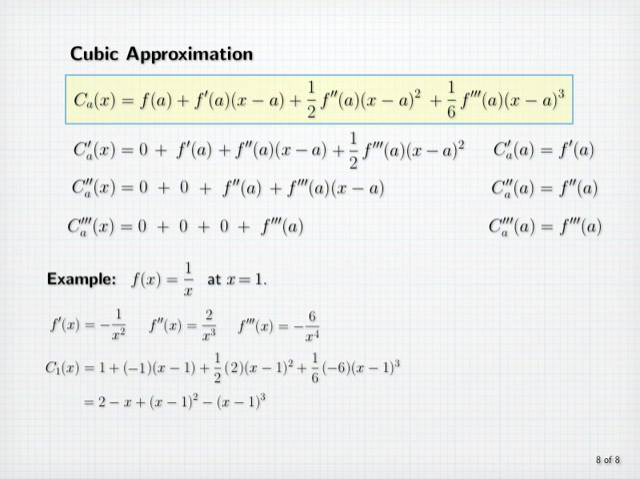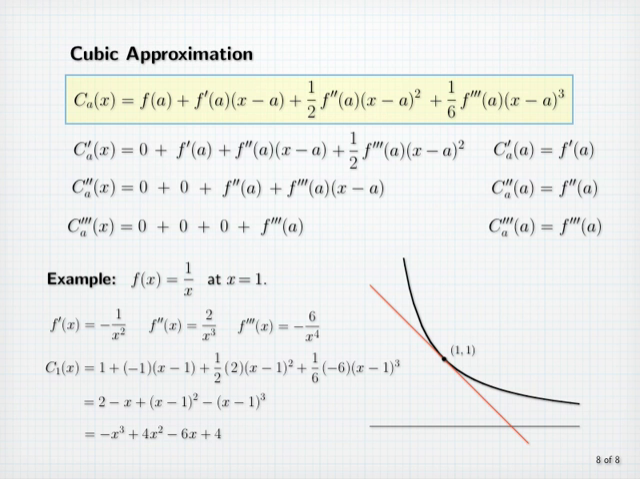So we have 2 minus x plus (x minus 1) squared minus (x minus 1) cubed. If we expand and simplify, we find that this can be written as minus x cubed plus 4x squared minus 6x plus 4. So let's look at the graph of y equals 1 over x again at x equals 1.